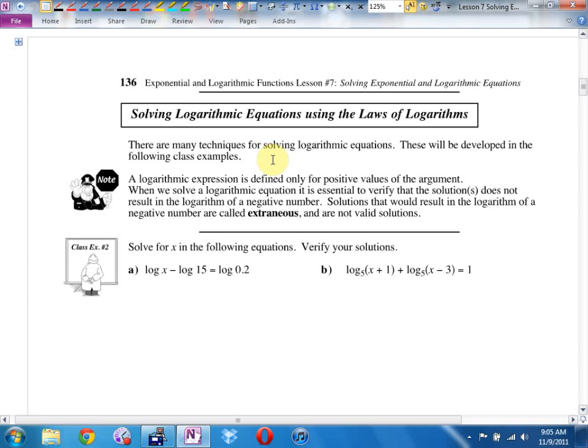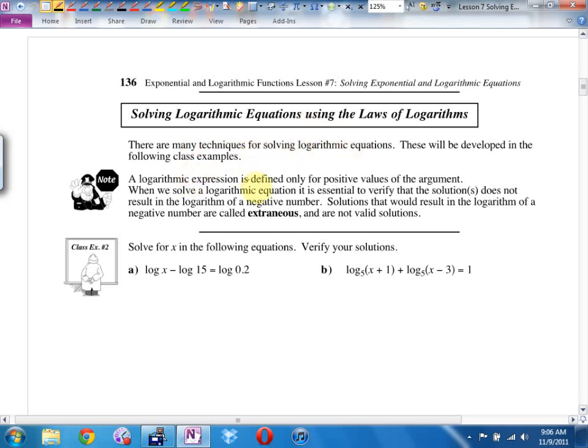Page 136. Carson, if we call an equation where the x is an exponent an exponential equation, what do you think we call an equation where the x is inside a logarithm? A logarithmic equation. So part two, solving logarithmic equations. Okay? Right? There are many techniques for solving logarithmic equations. I want you to look at example two.